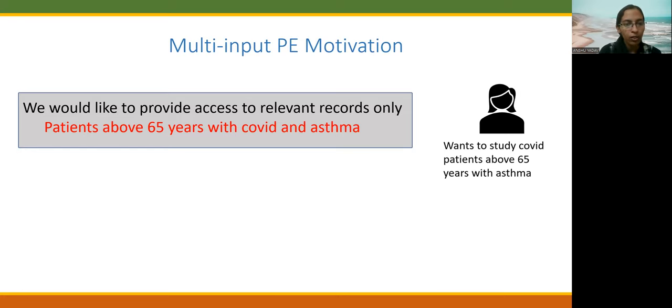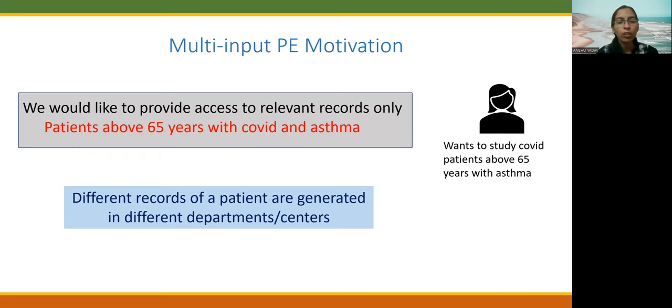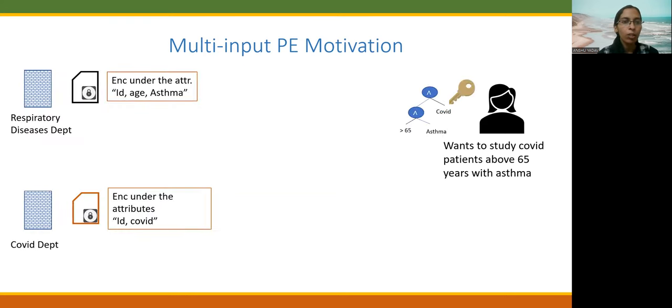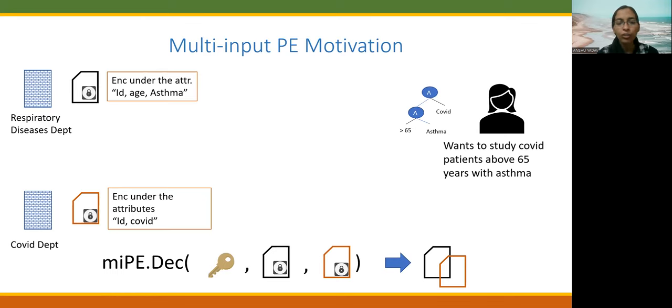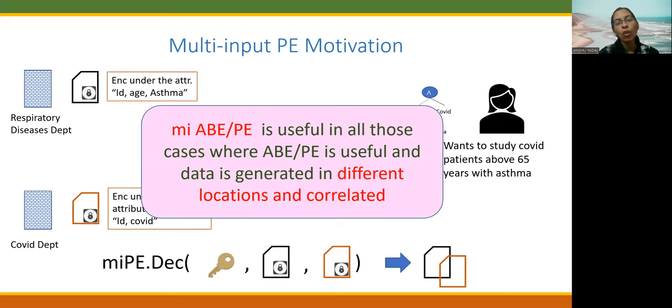However, note that in the real-world scenario, records of any patient may be distributed across different departments of the hospital or across different centers. For example, the COVID center may be located in a different part of the city. However, we would still want to be able to use predicate encryption to provide controlled access to the data. So basically what we want is that each department should be able to encrypt and generate ciphertexts locally, and then the researcher should be able to use her key on the combination of these independently generated ciphertexts to recover the underlying data. In general, we would like to think of ABE or PE in any such scenario where the data is generated at different locations but is still correlated, so that it forms a single logical group. It's just that the different components are generated in a distributed fashion.